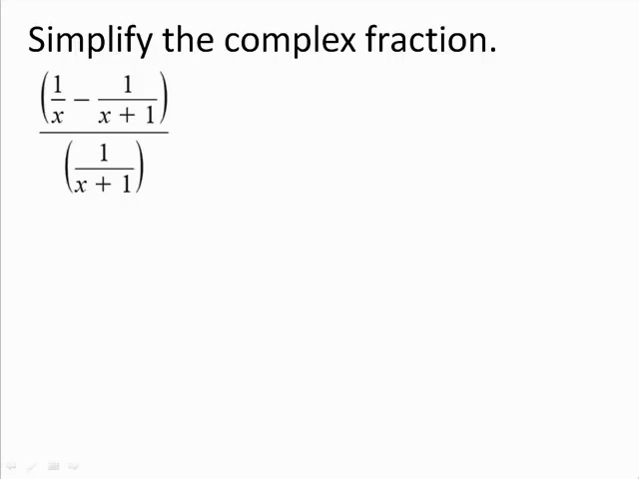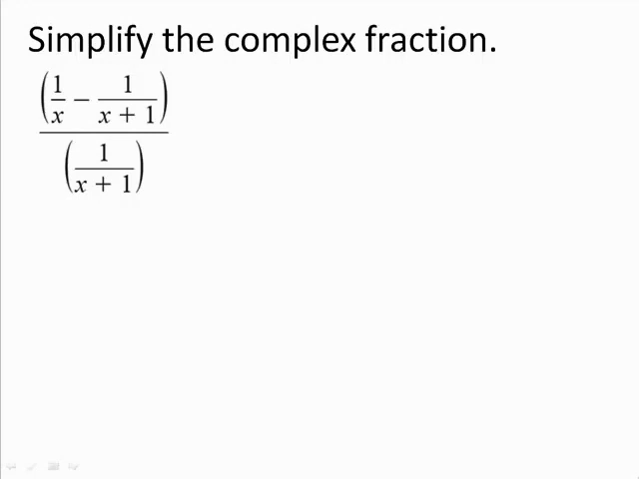Simplify the complex fraction. The quantity 1 divided by x minus 1 divided by x plus 1, divided by 1 divided by x plus 1. Make the fractions that are in the numerator and denominator no longer fractions. To do so, multiply the entire expression by the least common denominator divided by the least common denominator.